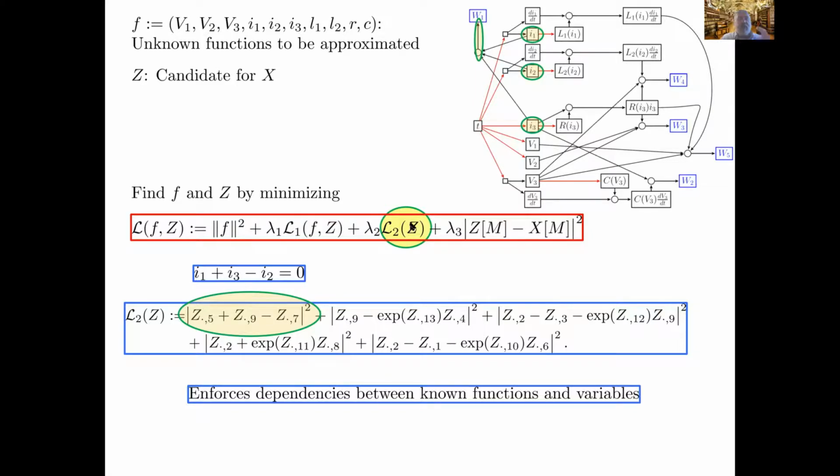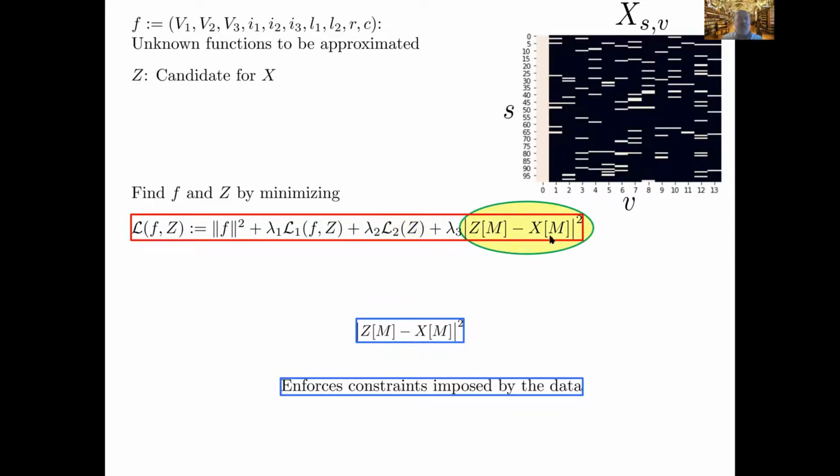The L2 term in the loss enforces dependencies between known functions and variables. So for instance, this term highlighted in green enforces the constraint that the variables representing the values of I1, I2, and I3 must be such that I1 plus I3 minus I2 is equal to 0. And the last term enforces the constraints imposed by the data. Note that the terms L1, L2, and L3 are soft constraints which can be turned into hard constraints.